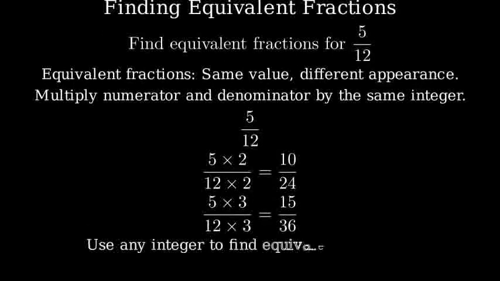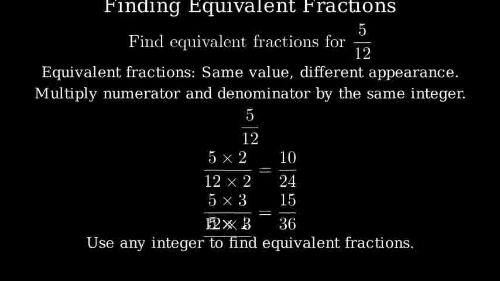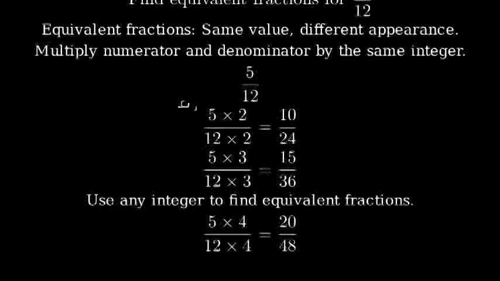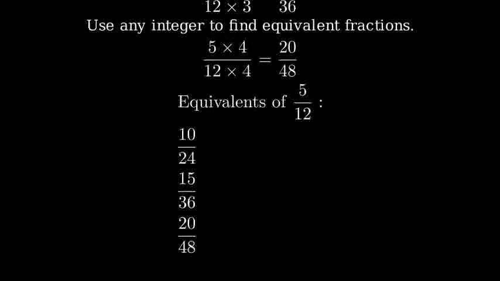You can use any integer to generate equivalent fractions. Let's do one more example, this time multiplying by 4. As you can see, we have 3 equivalent fractions for 5/12: 10/24, 15/36, and 20/48. These fractions all represent the same value. By using this method, you can find unlimited equivalent fractions.